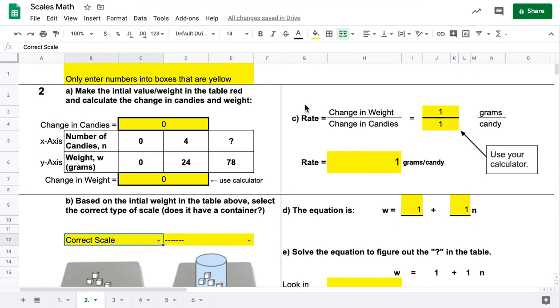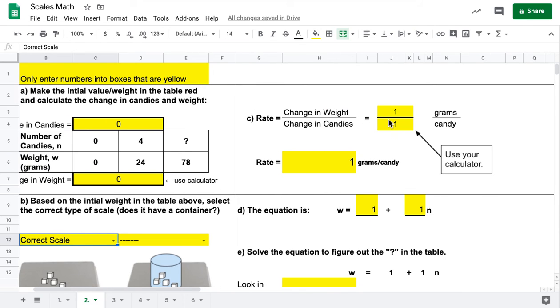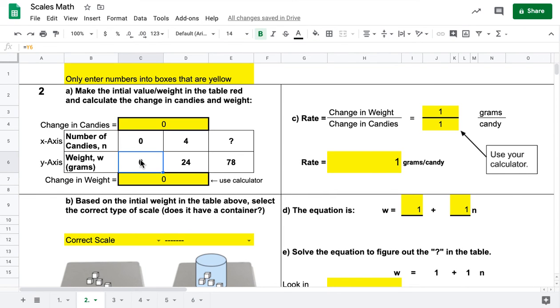Okay, so now let's go over to this one. Let's look at the rate. Oh, before I do that, I'm supposed to do lots of stuff. I'm supposed to mark the initial value in red. Text color red. So there's the initial value, 0 grams. So if there's 0 candies, the scale weighs 0 grams. All right, now I'm supposed to do the change in candies and the change in weight. Well, look at this. From 0 to 4 is an increase of 4 candies. From 0 to 24, well, I think we know that that's an increase of 24 grams. So 4 extra candies means 24 extra grams.